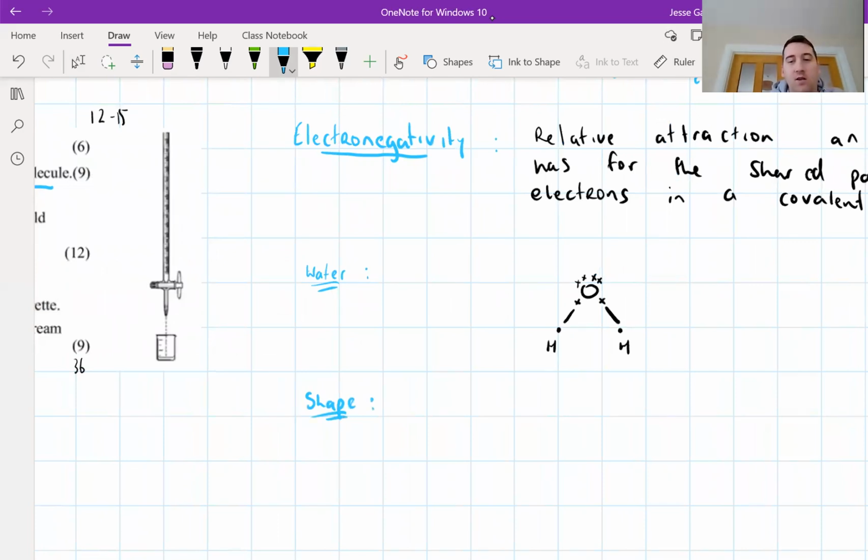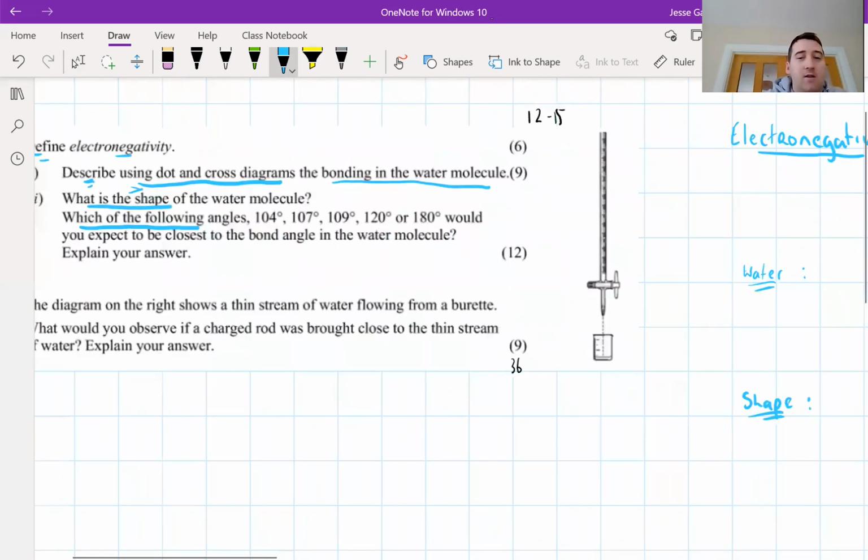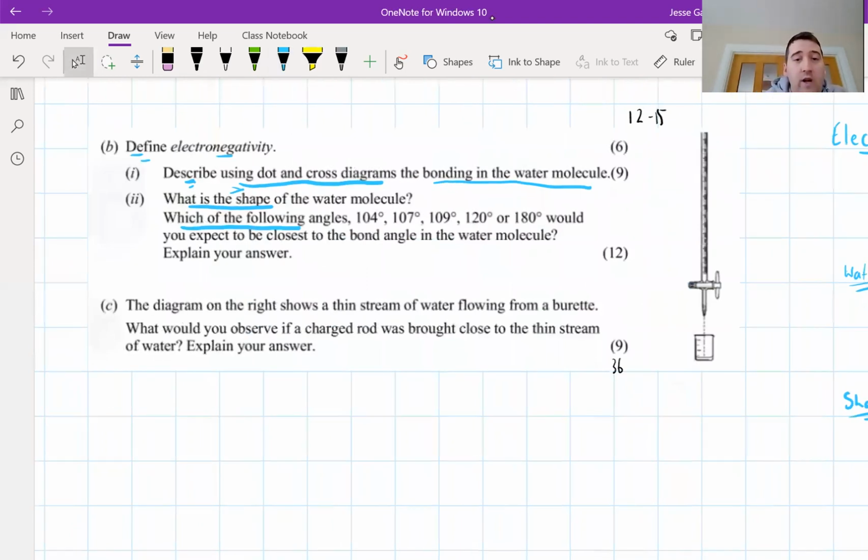Right, you guys should know that this shape here is what we call V-shaped. It's a V-shaped molecule or a bent molecule. Definitely not linear, V-shaped or it's bent. Right, that was it. Next one.